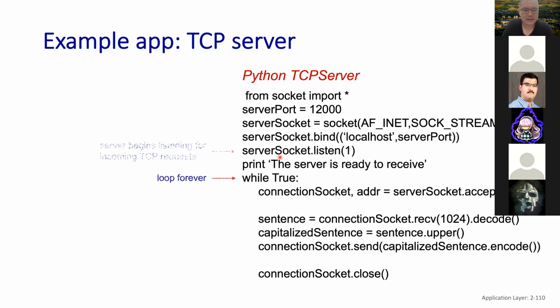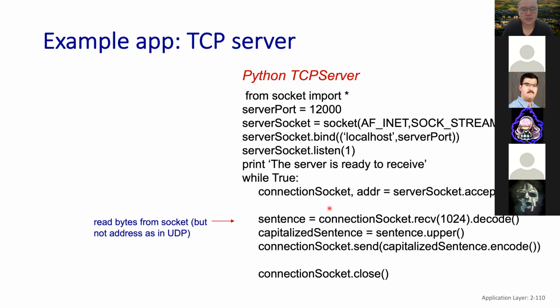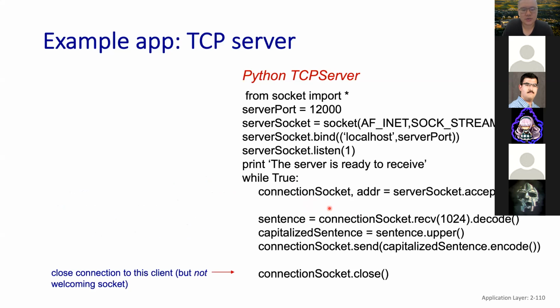And then this line is the same. The forever loop is the same. And the connection: the server waits and accepts the incoming request, and a new socket is created and returned, right? So this is something you need to add: the server socket accepts the incoming request. And the other several lines are the same: connection receive, decode, change to upper, and connection send, send the converted sentence, and close the socket.